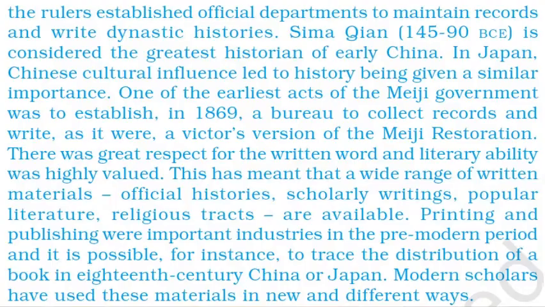Now, the rulers established official departments to maintain records and write dynastic history about Sima Qian. Sima Qian is considered the greatest historian of early China. In Japan, Chinese cultural influence led to history being given a similar importance. One of the earliest acts of the Meiji government was to establish, in 1869, a bureau to collect records and write, as it were, a victor's version of Meiji.